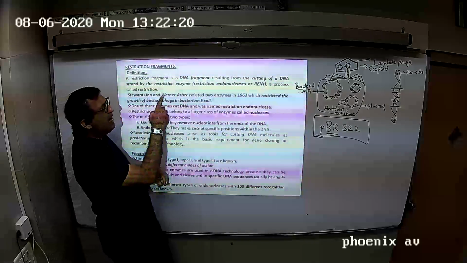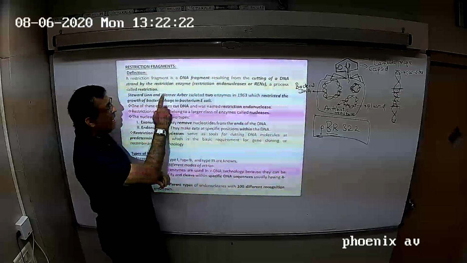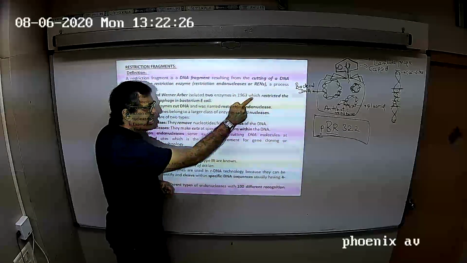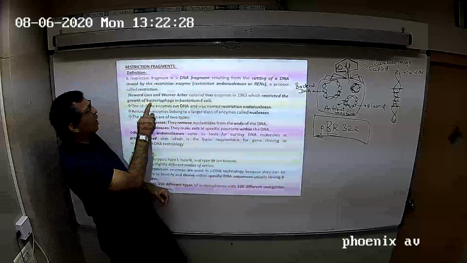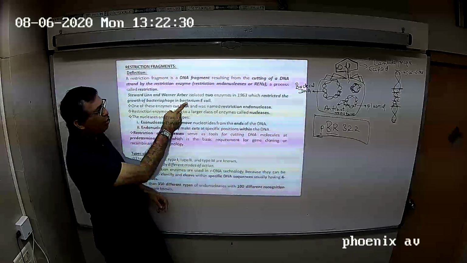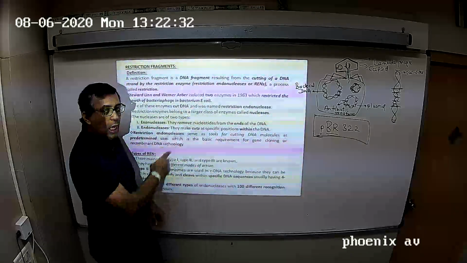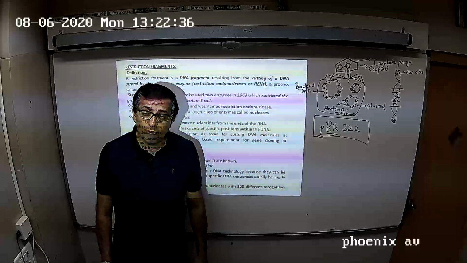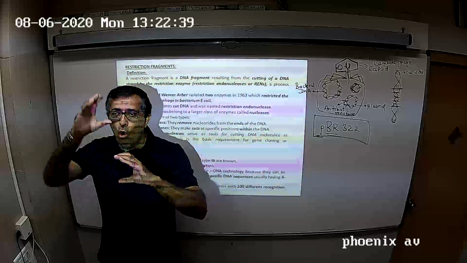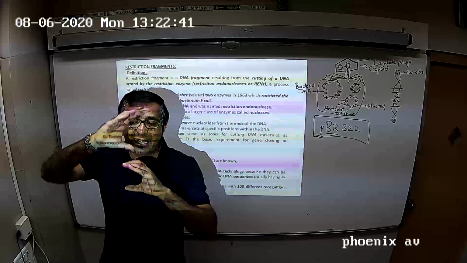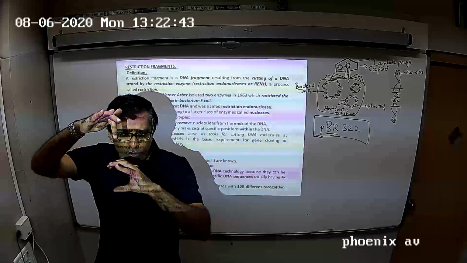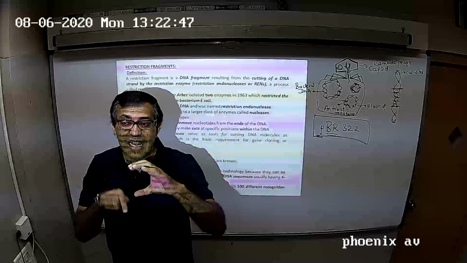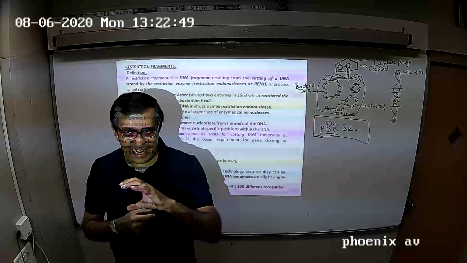First of all, Linn and Arber isolated two enzymes in 1963 which restrict the growth of bacteriophage in the bacterium E. coli. So sir, why is a restriction enzyme found inside a bacteria? Who attacks the bacteria? Bacteriophage. And bacteriophage puts its own DNA inside and tries to complete the lytic cycle, as we just said.